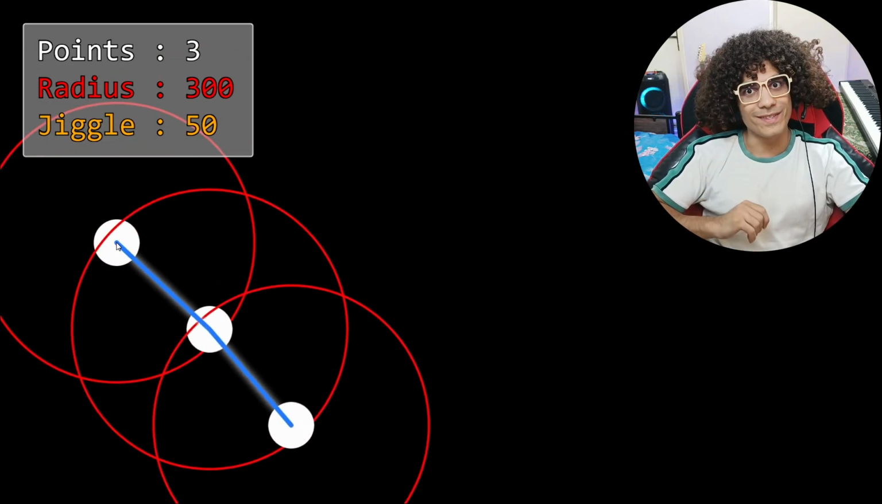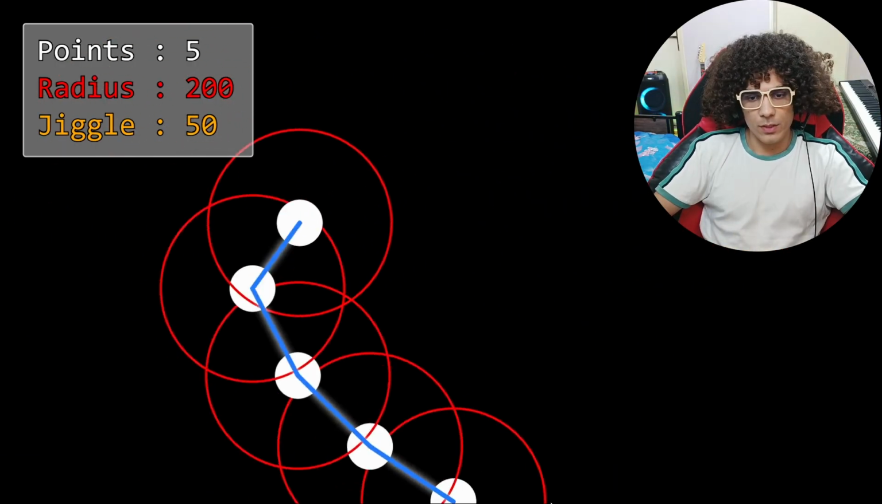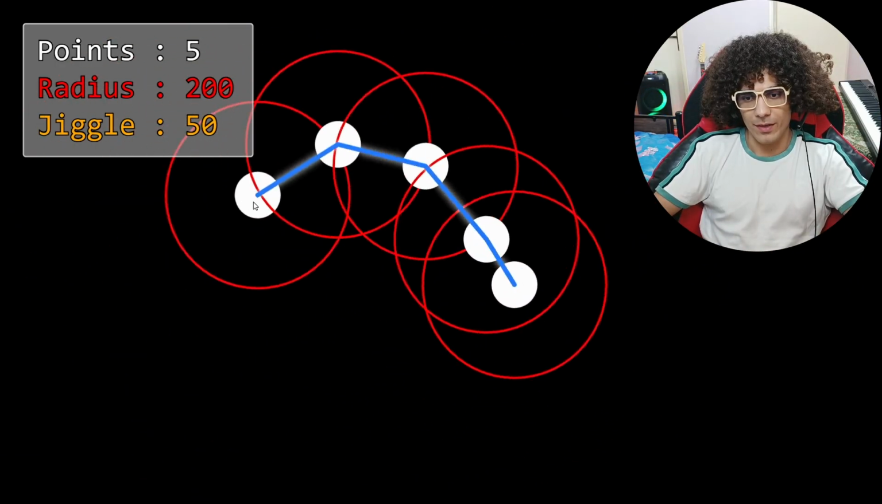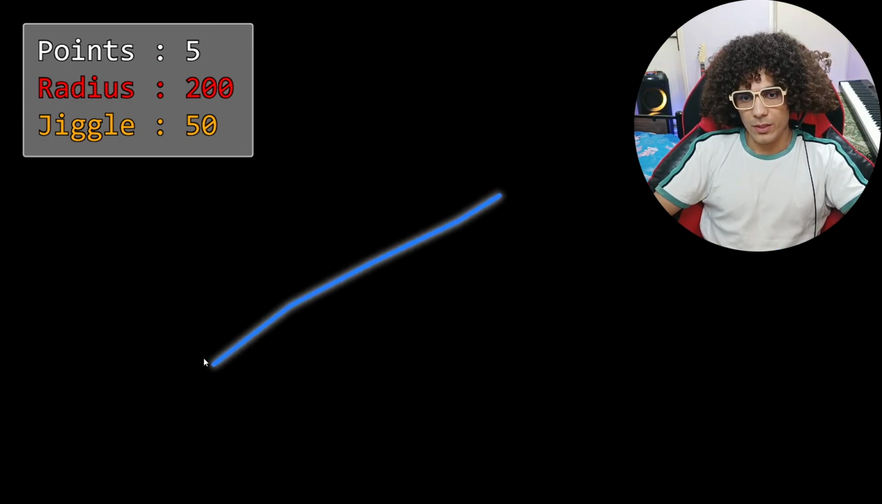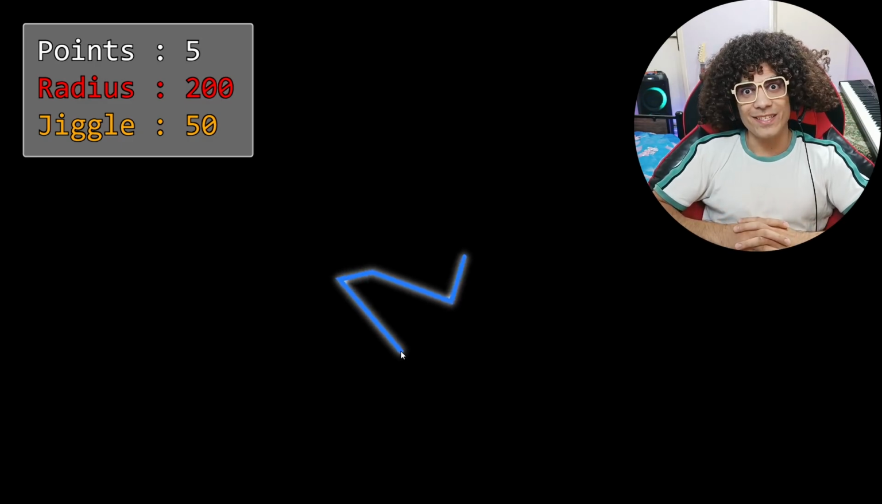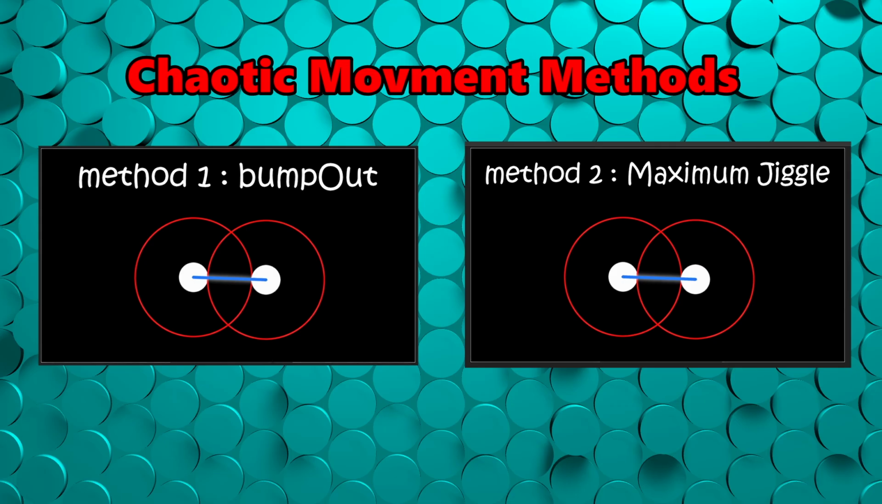Let's add some more points. Here's the results with 5 points. I like it so far. Let's see the real thing. It's good, but not chaotic as an electricity, right? There's actually 2 approaches for the chaotic movement. Let's see them one by one.